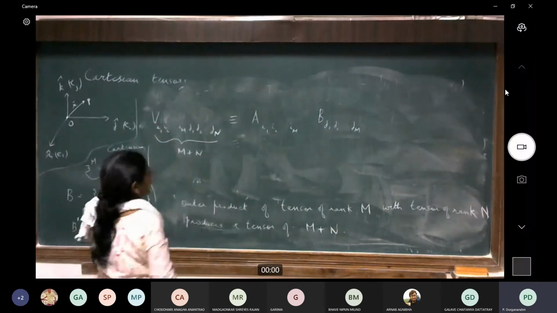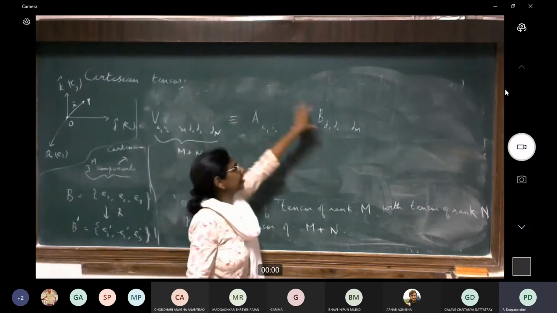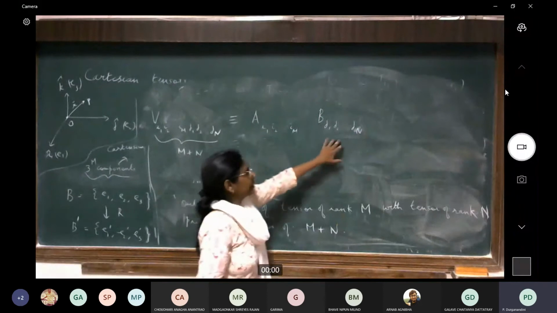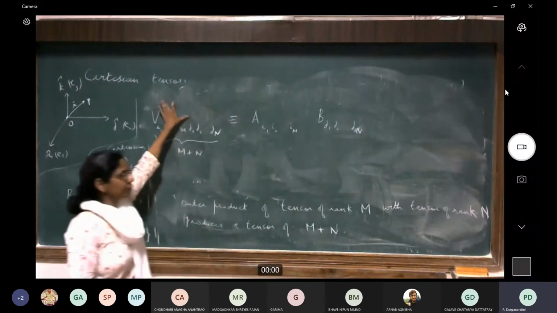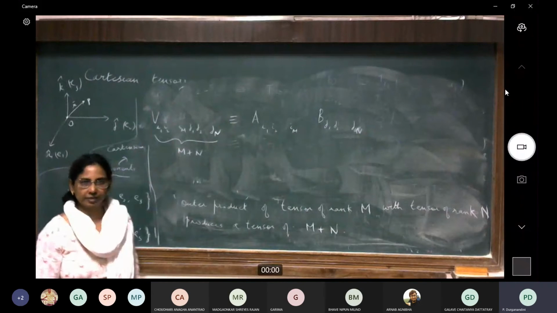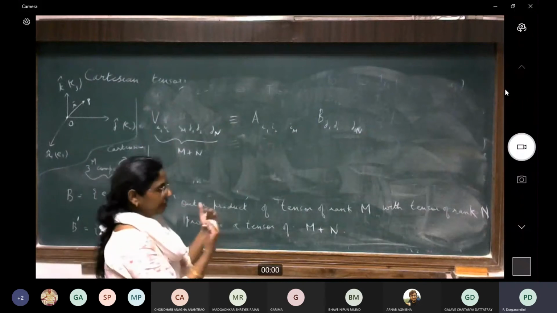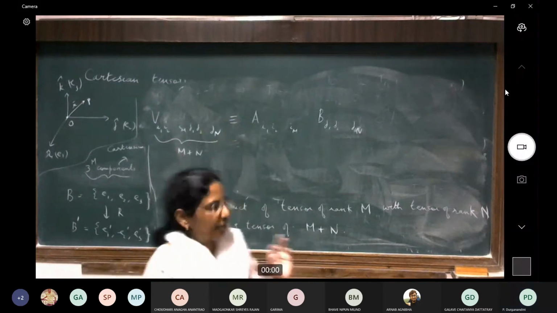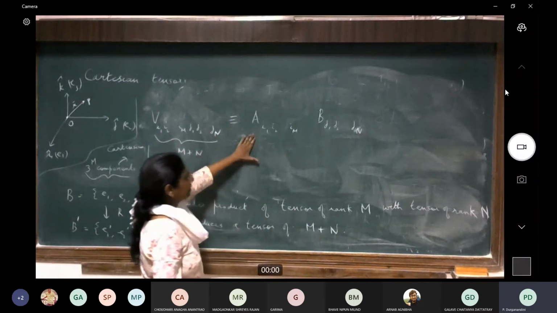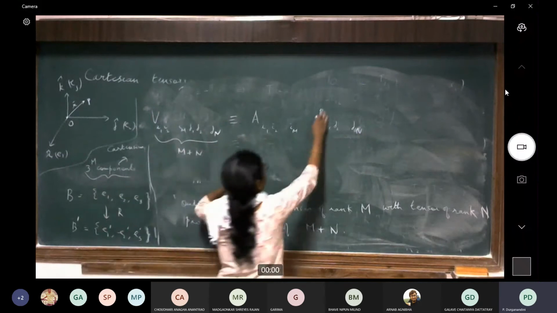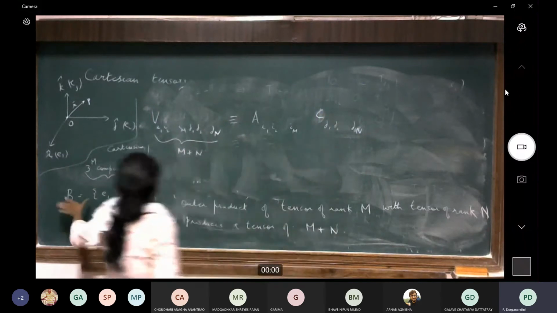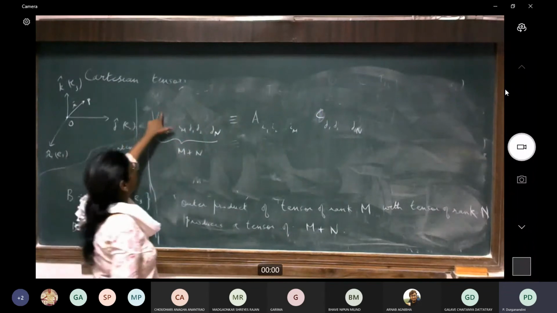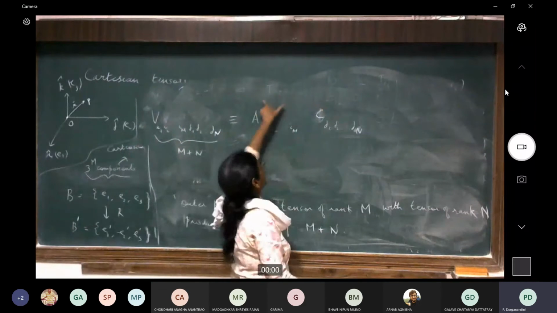And you verify for yourself that given that A transforms like an mth rank tensor and B transforms like an nth rank tensor, then C transforms like an m plus nth rank tensor. So the way to do this kind of proof is the following. Take this as the definition. This definition must hold in any basis. So given that it holds in this basis, with respect to this basis it holds. Now with respect to the primed basis, all that you need to put is C prime equal to this times A prime and B prime.